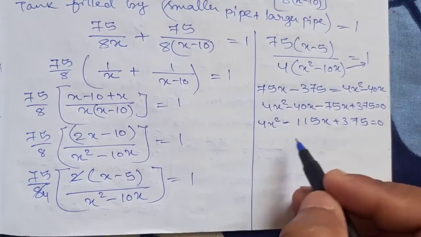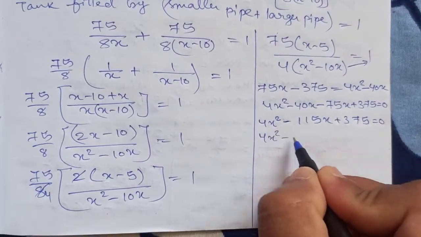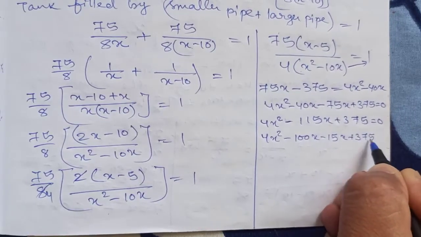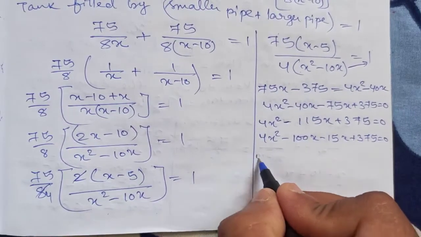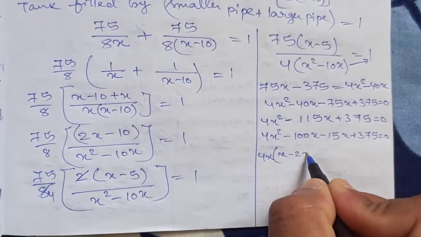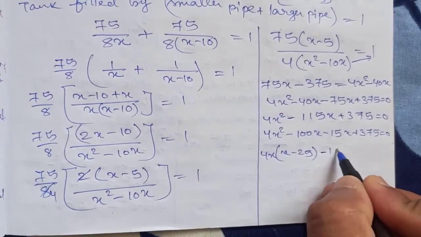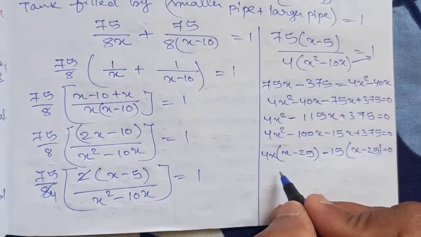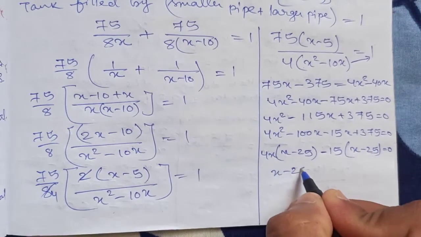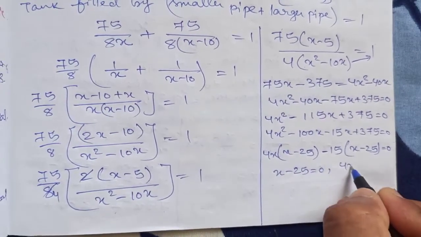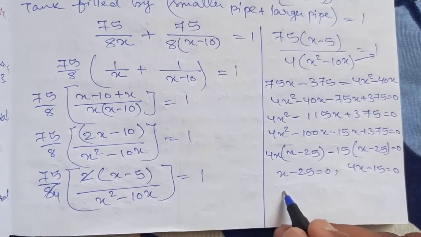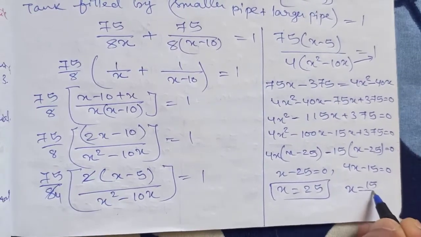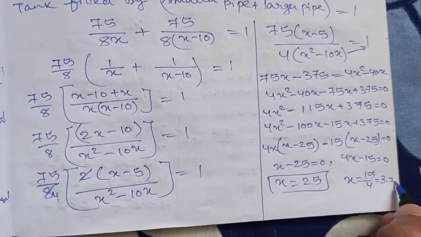Now we have to split the middle term. The middle terms will be 4x squared minus 100x minus 15x plus 375 equals 0. Between the first two take out 4x common, we get x minus 25. Between the last two take out 15 common, we get x minus 25. So the factors are x minus 25 equals 0 and 4x minus 15 equals 0. That means x equals 25 and x equals 15/4, that is 3.75.